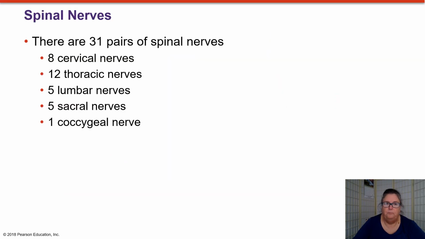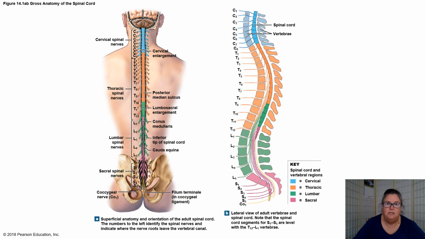All right, 31 pairs of spinal nerves, and these are coming out between the vertebrae. You have 8 cervical nerves, 12 thoracic, 5 lumbar, 5 sacral, and 1 coccygeal. All right, so this should be familiar, right? There's our cervical portion of the spinal cord. There's a little bit of an enlargement there.